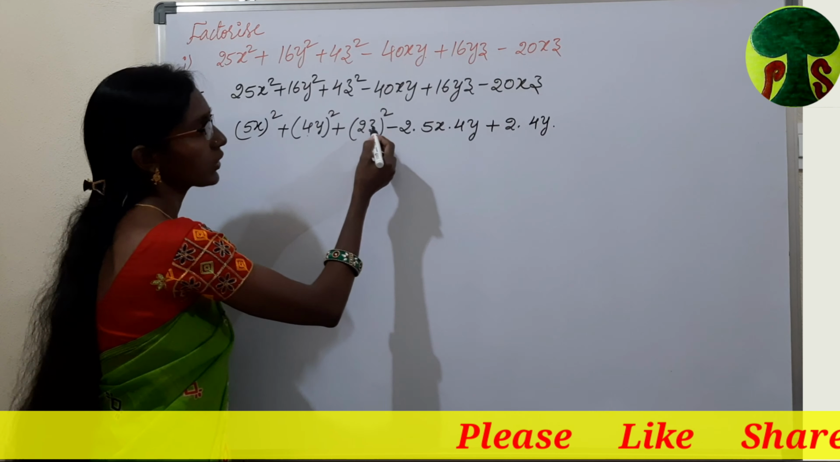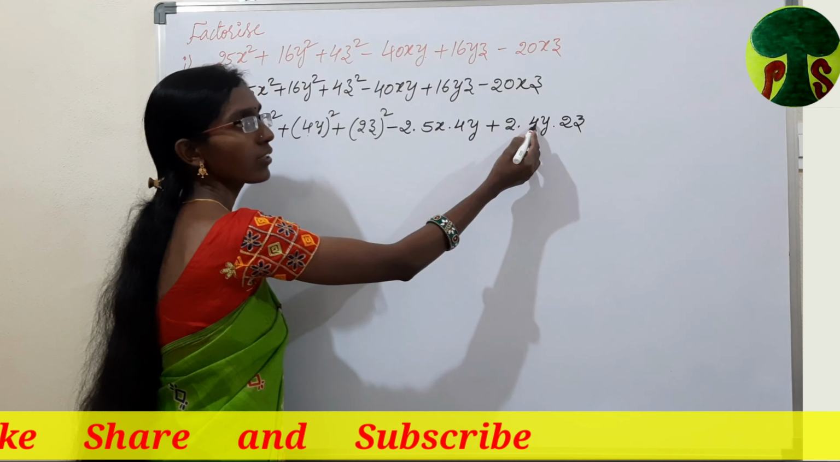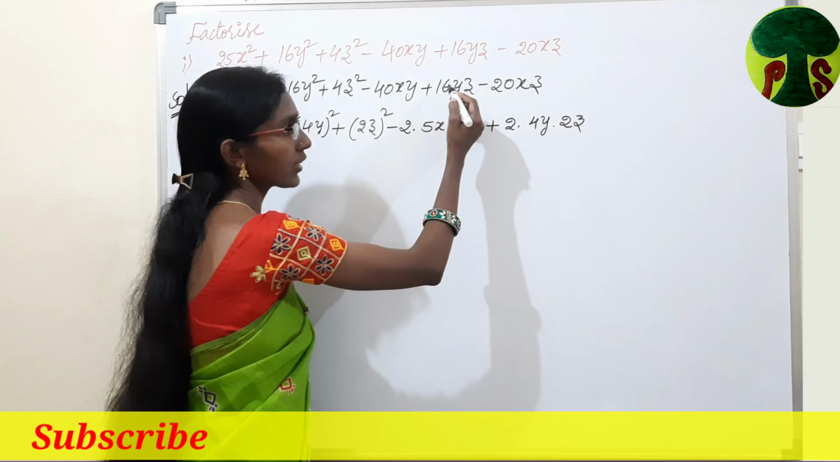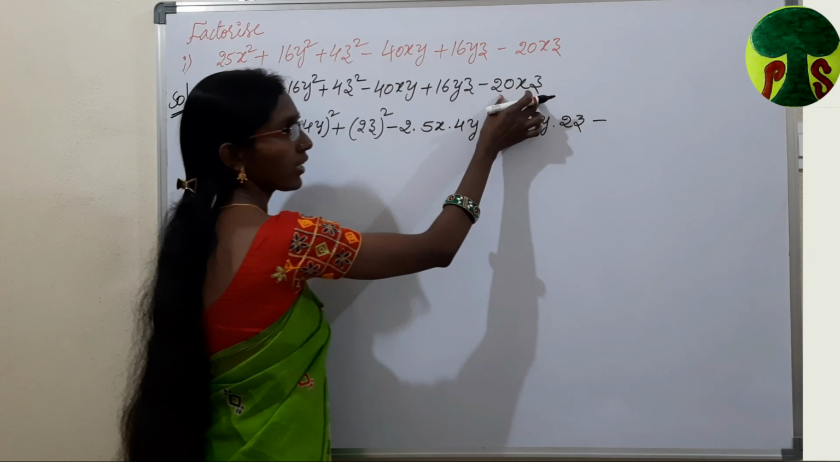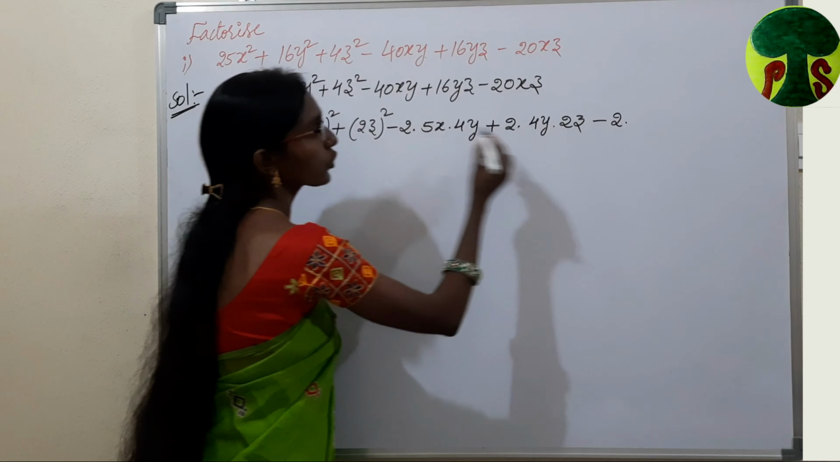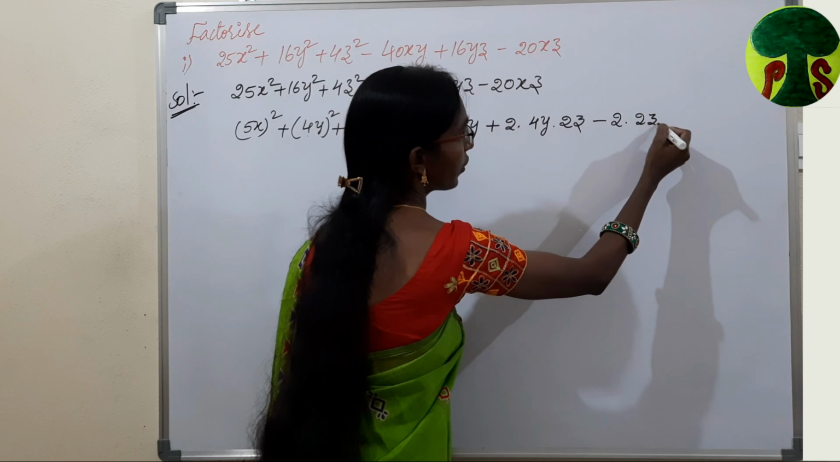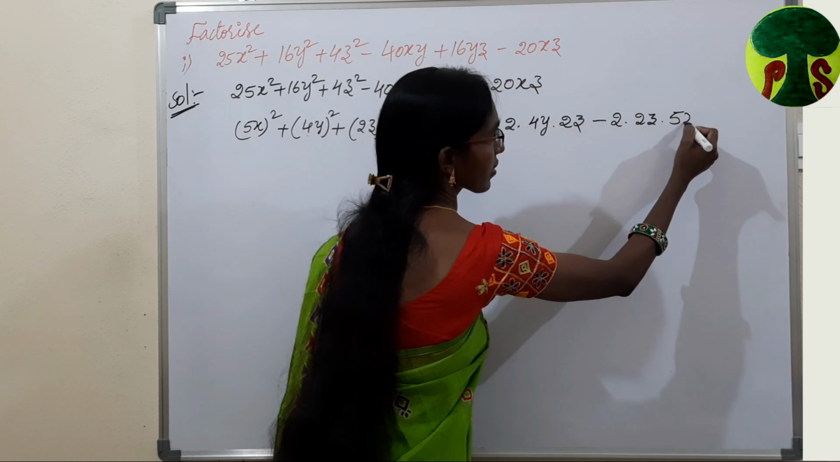Plus, here I am writing this as 2 into 4y into 2z. 2 into 4 is 8, 8 into 2 is 16, yz. Minus, so I am writing this as 2 into 2z into 5x.